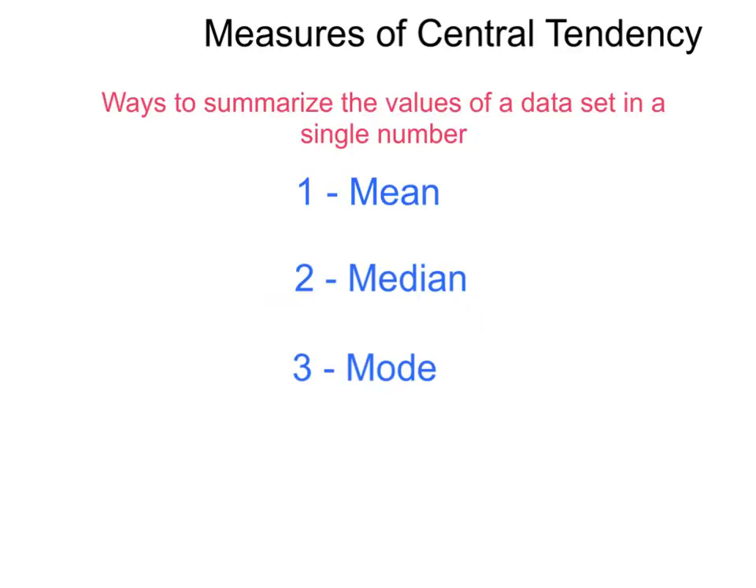So, central tendencies happen to be ways to summarize the values of a data set in a single number. There's three different types: finding the mean, the median, and the mode. We're going to cover those three different ways of finding a single number for summarizing a whole value of data.